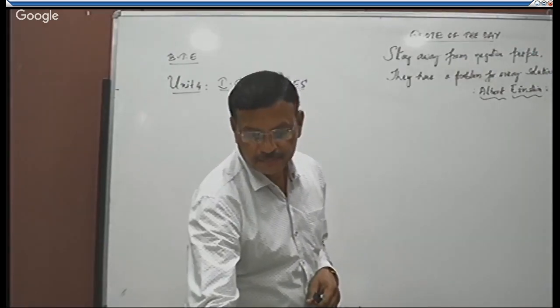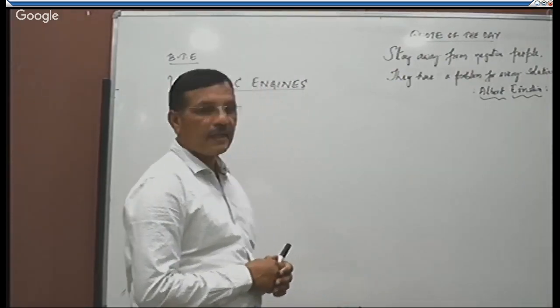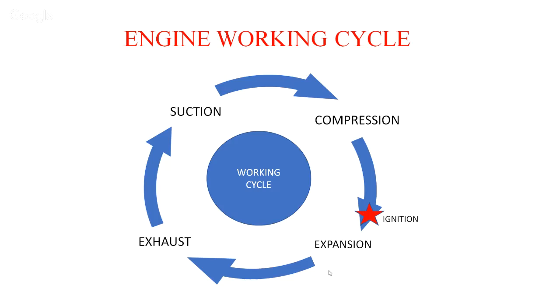So let us see the working cycle. There are four operations that take place in order to complete one working cycle. These four operations are suction, compression, expansion, and exhaust. These operations take place in the same order. That means suction, after suction compression has to take place, after compression expansion takes place, and then exhaust. This order will not change. But the stroke may start from any point.